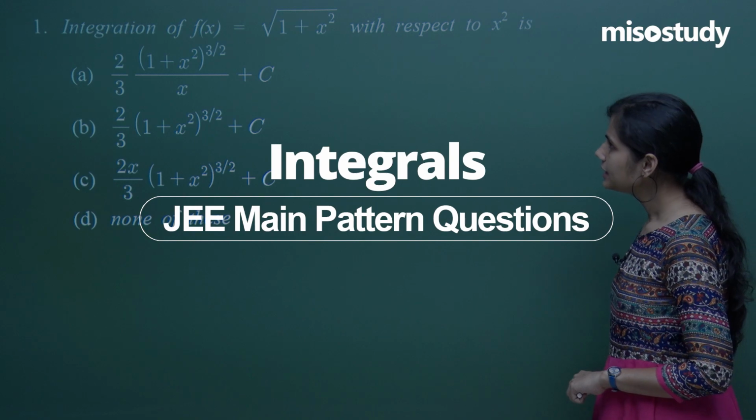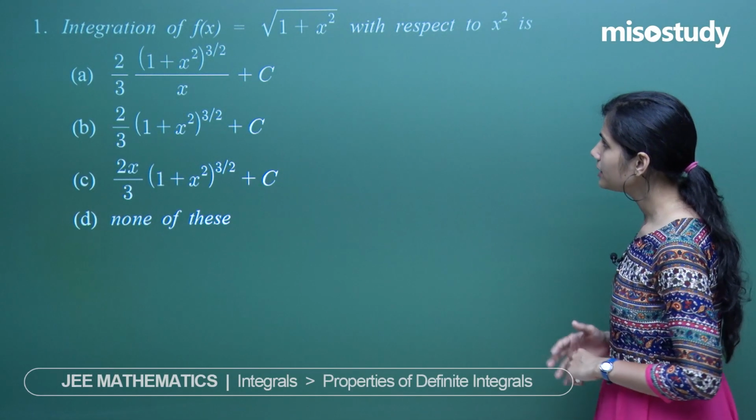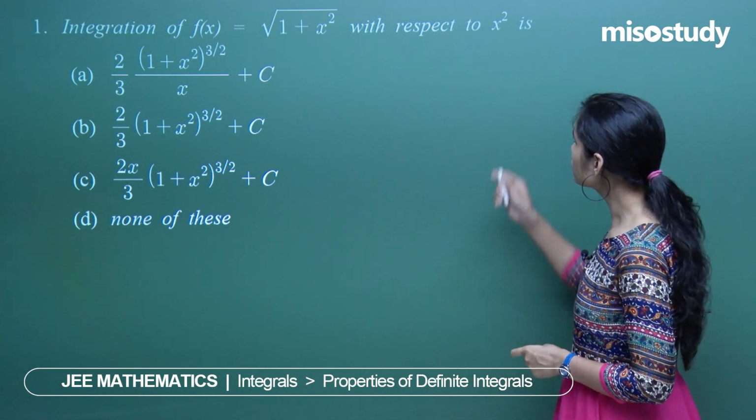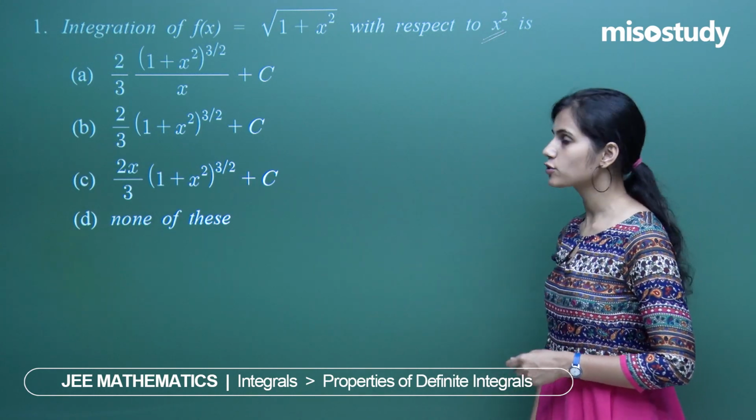First question says integration of f of x, which is given to be as under root 1 plus x square with respect to not x, but this time x square will be what?